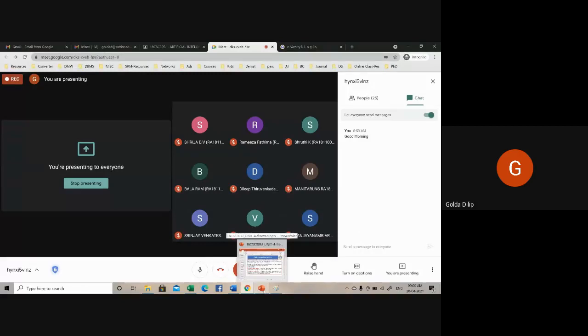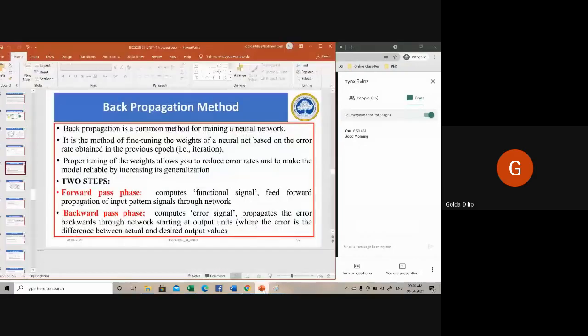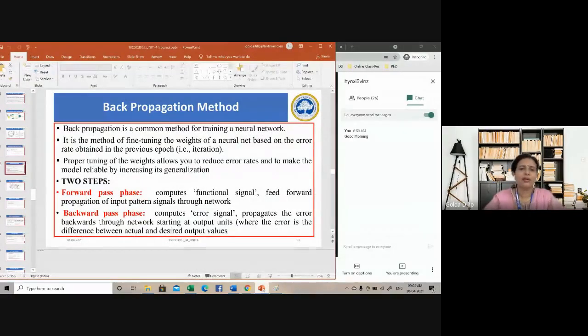We started discussing one learning algorithm. Which was the learning algorithm which we started discussing? Does anyone remember? It was the back propagation algorithm. Back propagation means backward propagation of errors.